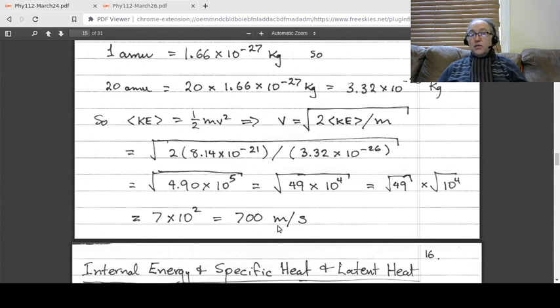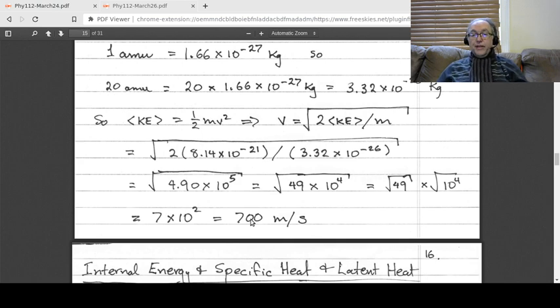So at 120 degrees Celsius, which is pretty hot, certainly hotter than boiling water, neon atoms would be flying around at an average velocity of 700 meters per second. Okay, so there you go. Now, if I increase the temperature over 120, what would happen? The average kinetic energy would increase, and the average velocity would increase. What if I cooled it down? Well, the average kinetic energy would decrease, and the average velocity would also decrease. Okay, so there you go.